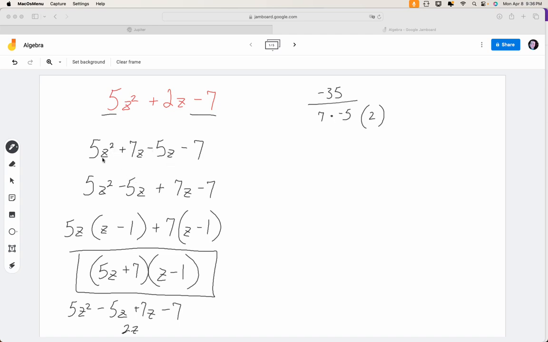The value hasn't changed. If I combine these terms, I still get a positive 2. But I am going to rearrange them so that the 5s are together and the 7s are together. So then I can factor out, and I get 5z times z minus 1 plus 7 times z minus 1. These are the same, so I put them second. 5z plus 7 times z minus 1. When I multiply them out, I get back up to here. All right, so that's what I'm doing.